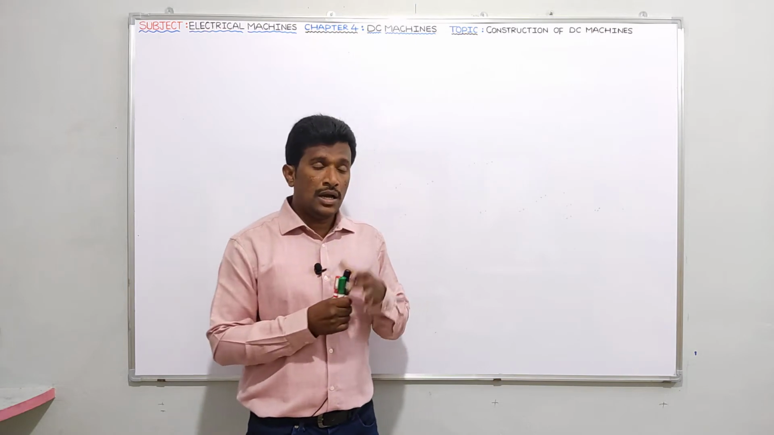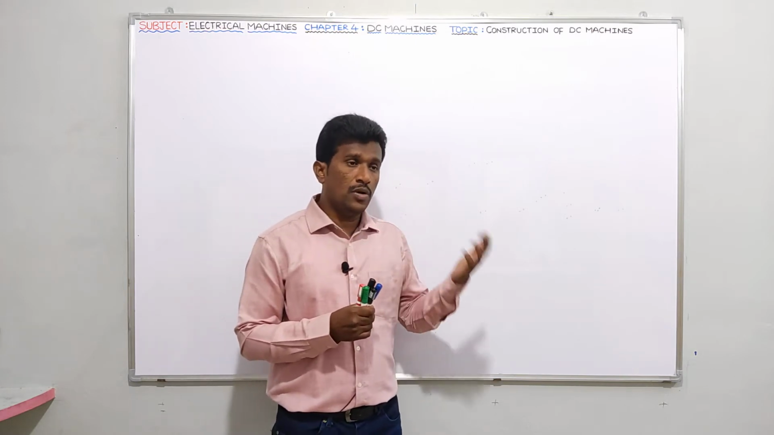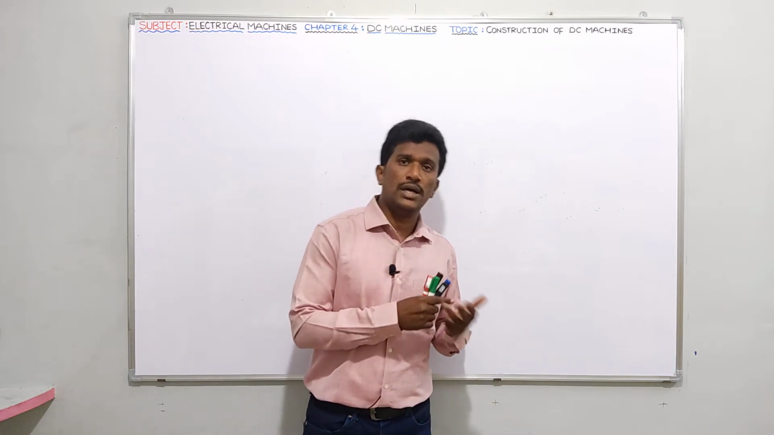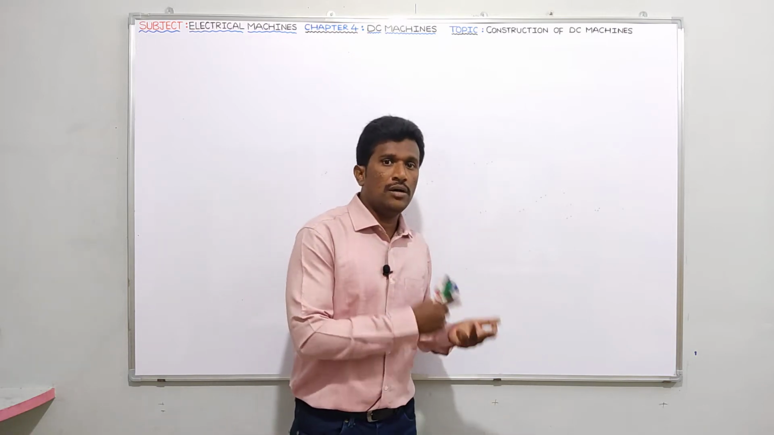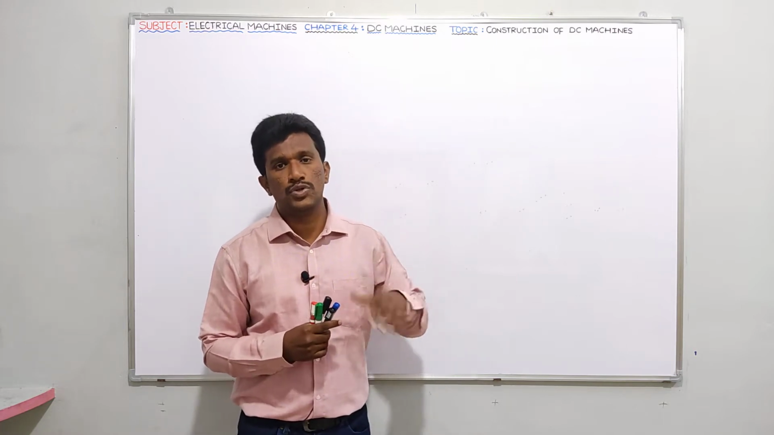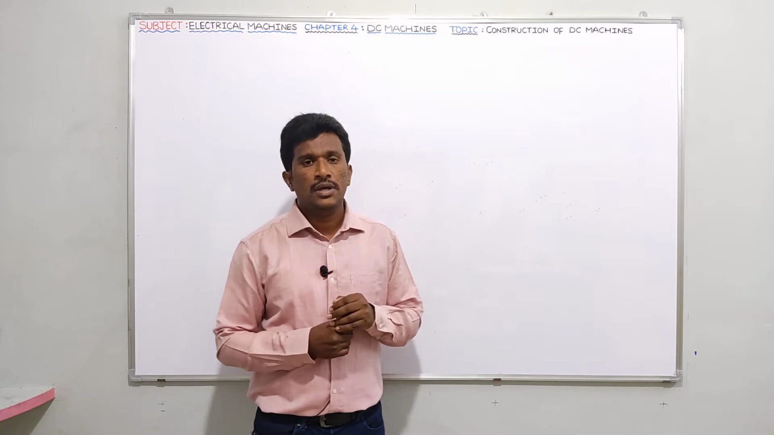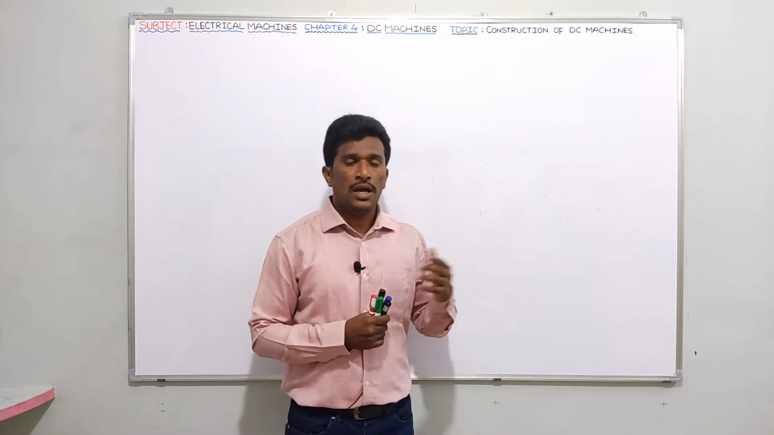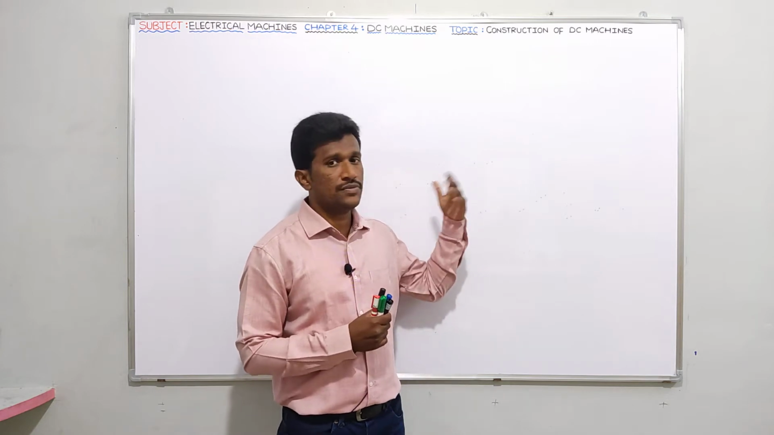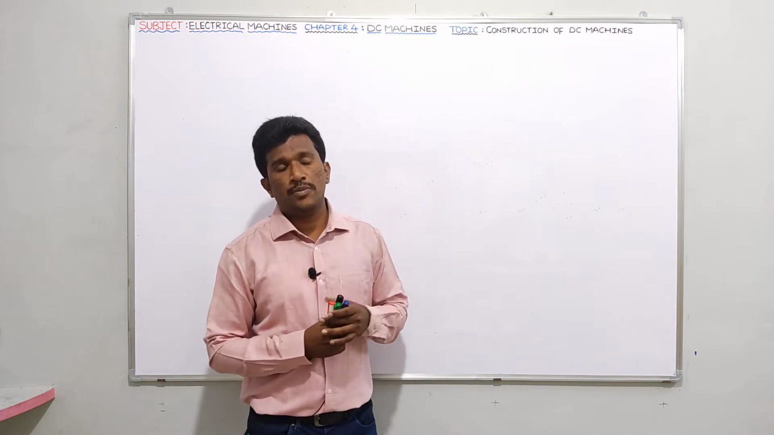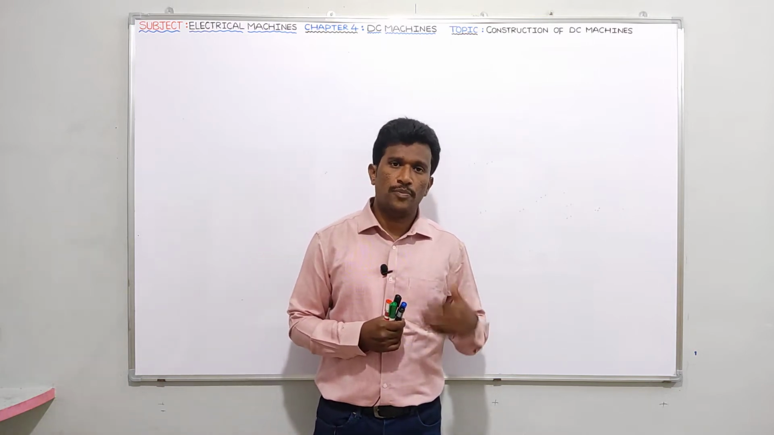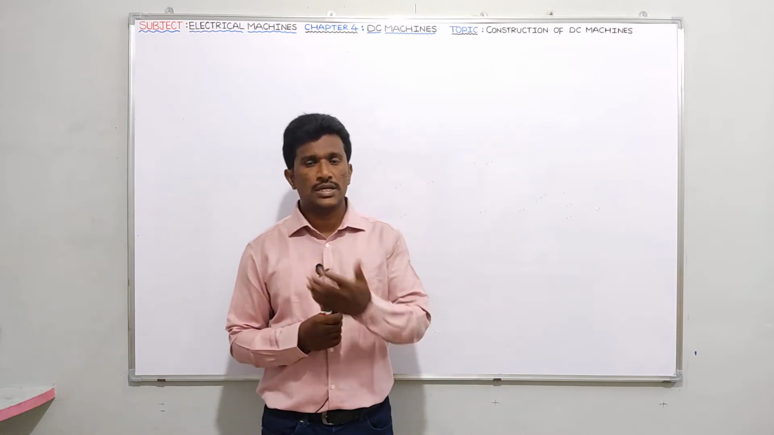In the previous videos I explained about commutator and field magnet. In that field magnet you have pole core, pole shoe, and field winding, which we explained clearly, and we explained about armature core also. In the first video on construction of a DC machine, we explained about magnetic frame or yoke, and the function of pole core and pole shoe, all those things we had seen clearly.